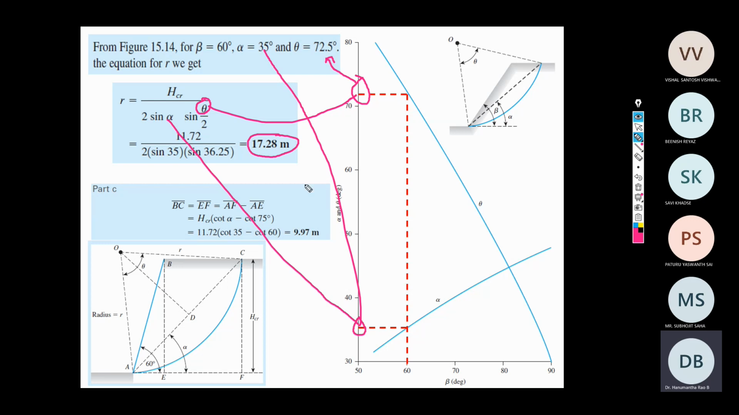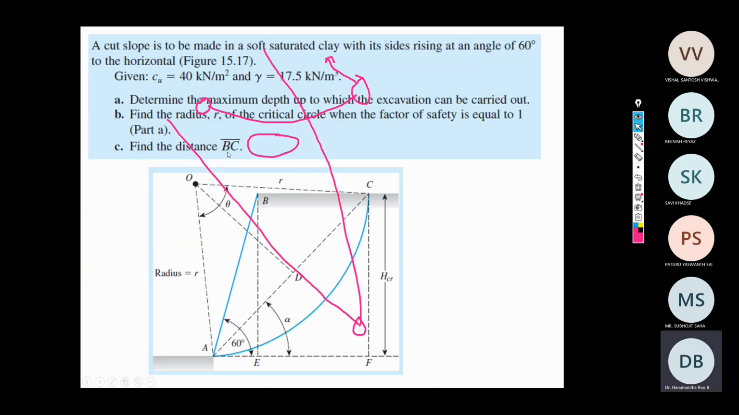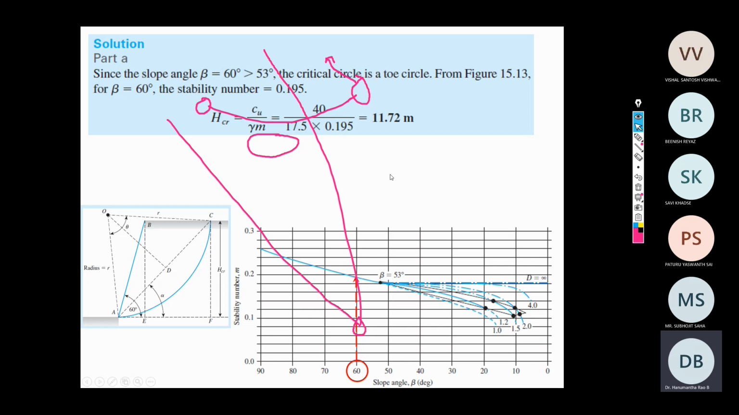So part C. I think you have been asked, what is part C? Find the distance BC. So this is the BC. Here the simplification for BC has been given.